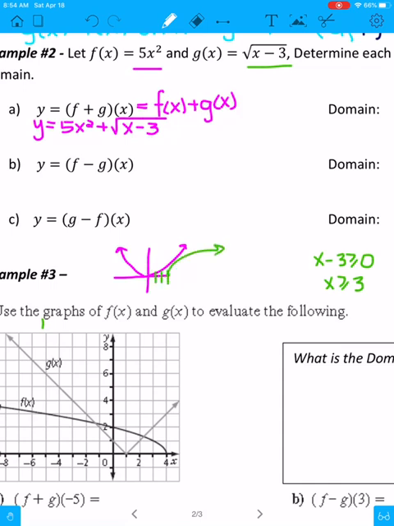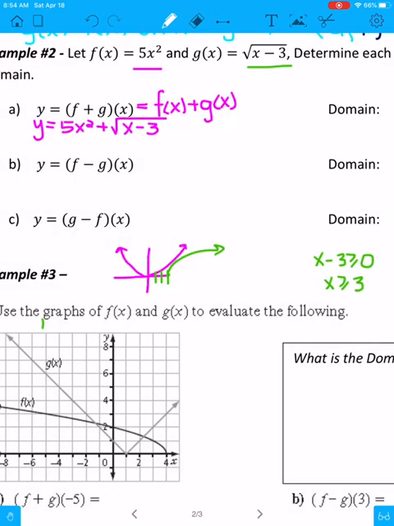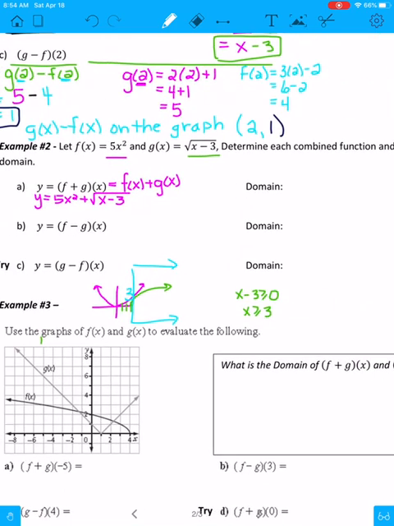And we're going to add and subtract those graphs. Well, where do both those graphs exist? 3 and further, right? That's where those graphs exist, at x equals 3 and greater. So our domain for every single one of these, a, b, and c, because I'm just adding and subtracting the two functions, is going to be greater than or equal to 3, because that's the only place that both of these graphs exist. So that's the good thing about the domain. It's really easy to find.